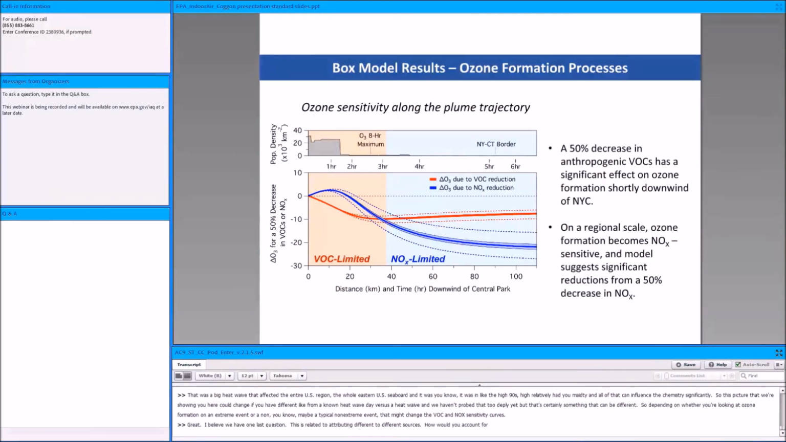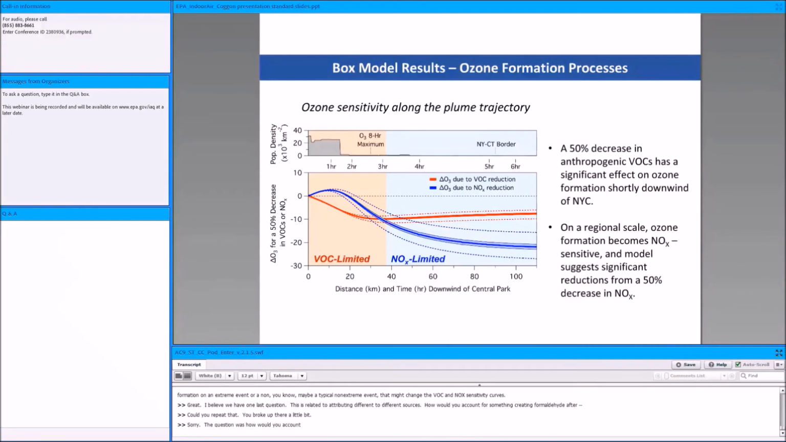Sorry, could you repeat that? You broke up there a little bit. Oh, sorry. The question was, how do you account for limonene, for example, creating formaldehyde after it is emitted from different products? Meaning in the modeling? I think so.